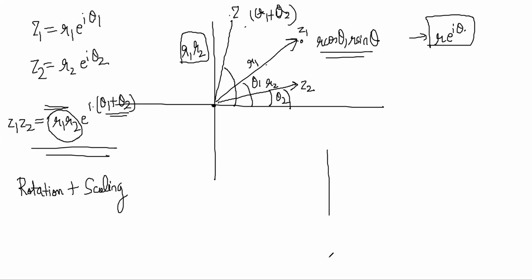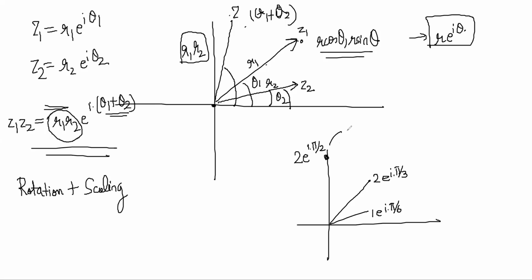So if I take, say, the first complex number as 1 e^(i pi by 6), and the second complex number as 2 e^(i pi by 3), then the final complex number should be 2 e^(i (pi by 6 plus pi by 3)), which is equal to 2 e^(i pi by 2), which is simply 2i, because e^(i pi by 2) is equal to i.